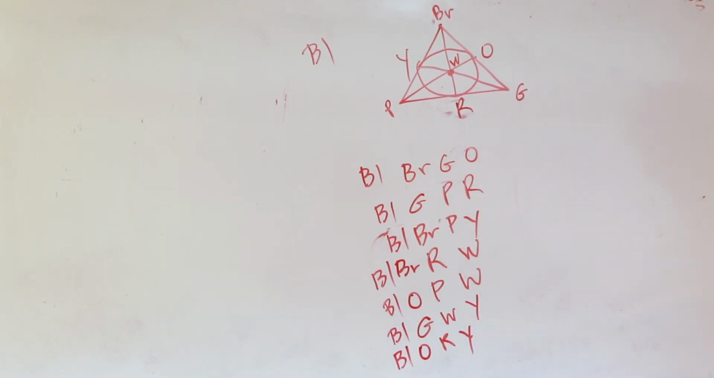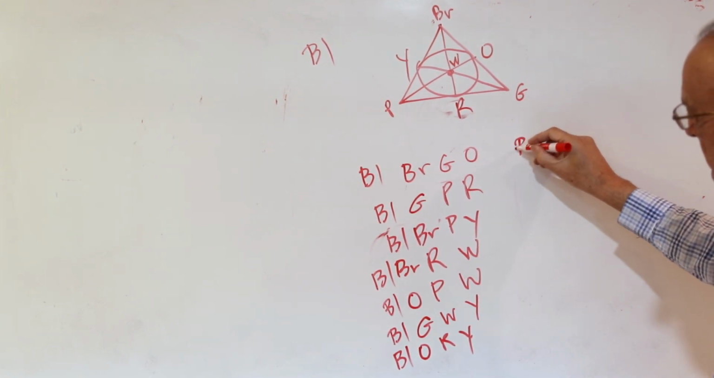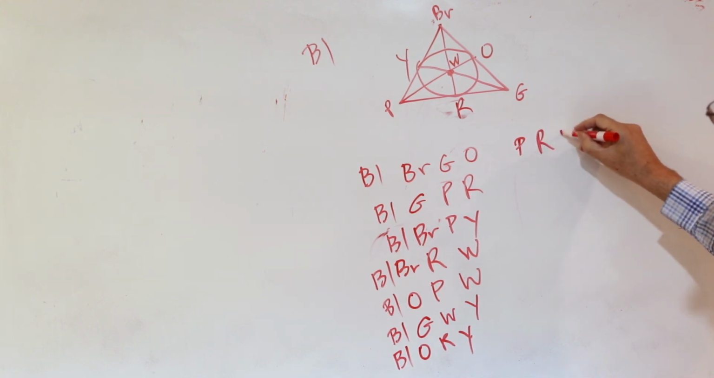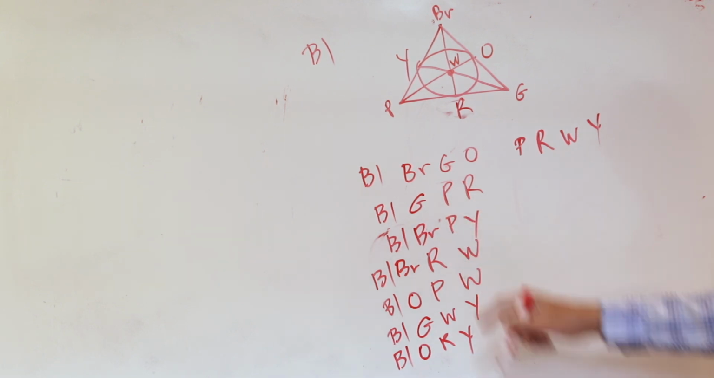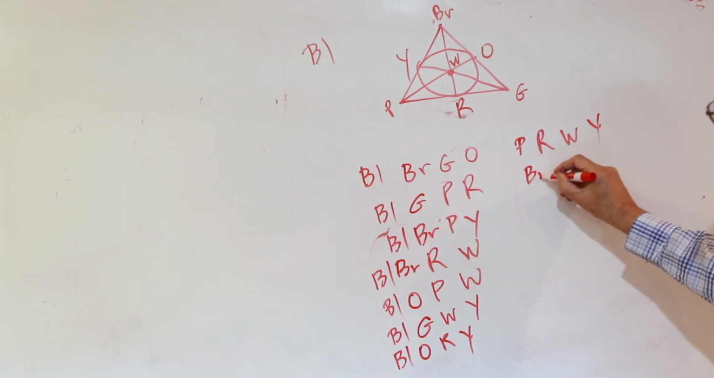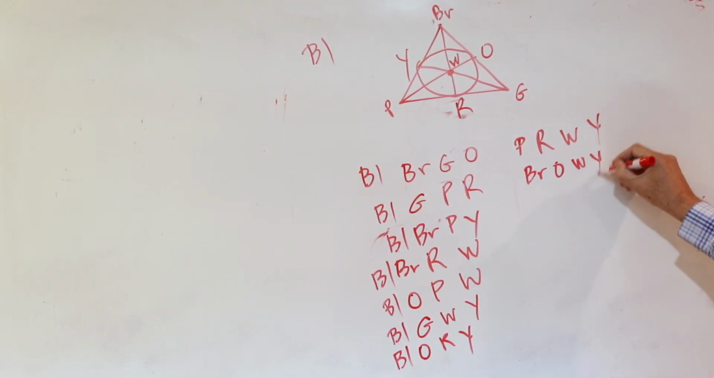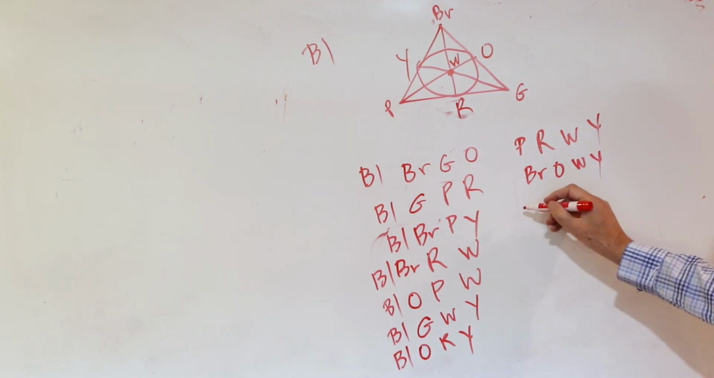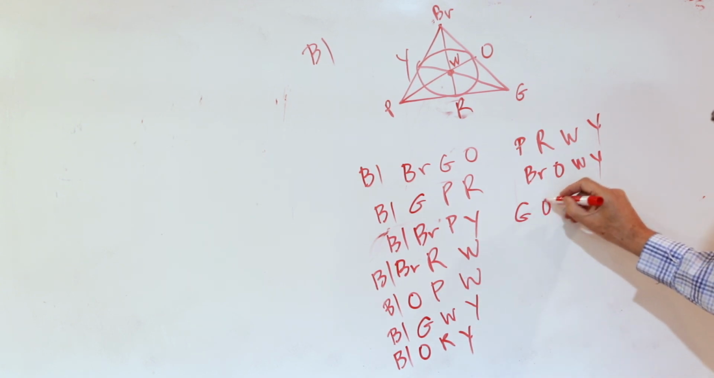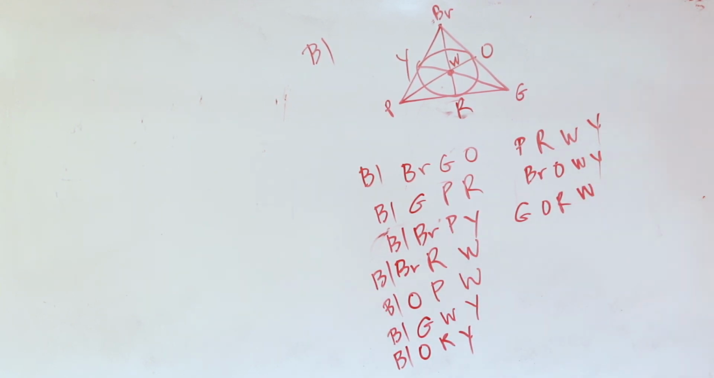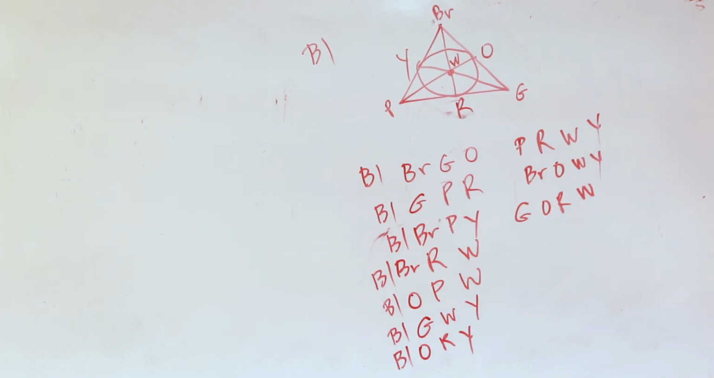So the complement of blue, brown, green, orange would be purple, red, white, and yellow. And when I do the complement of this, it's going to be brown, orange, white, and yellow. When I do the complement of this, it's going to be green, orange, red, and white. Well, you can see what's happening. When I'm done with the complements, I'll have 14 of these quadruples.